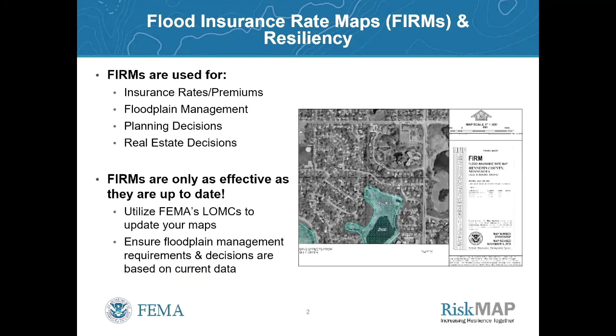So LOMACs are changes to FEMA's flood insurance rate maps. FIRMs are the primary tool that we use for identifying flood hazards in communities. And FIRMs are also used for some other things, including determining flood insurance rates and premiums, floodplain management and planning decisions, and real estate decisions. So FIRMs are useful and they're effective, but they're only as effective as they are kept up to date. So keeping them current is very important to guide the decision-making process effectively. And LOMACs are a tool that can be used to keep maps up to date between studies.